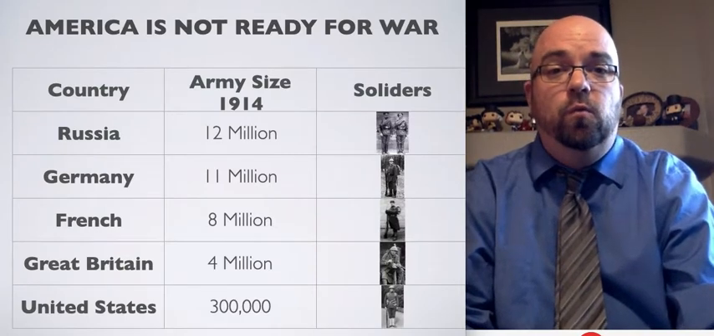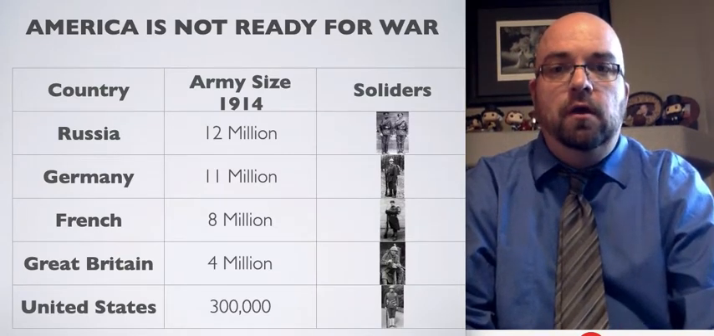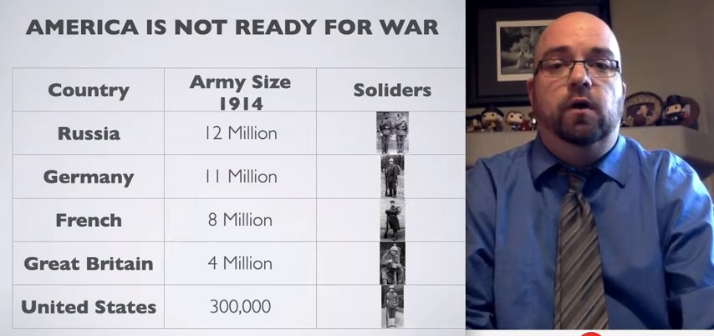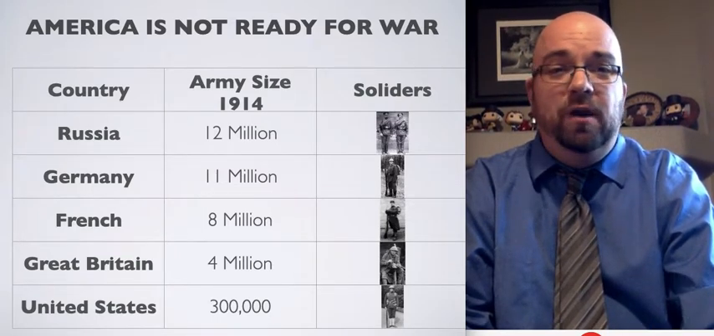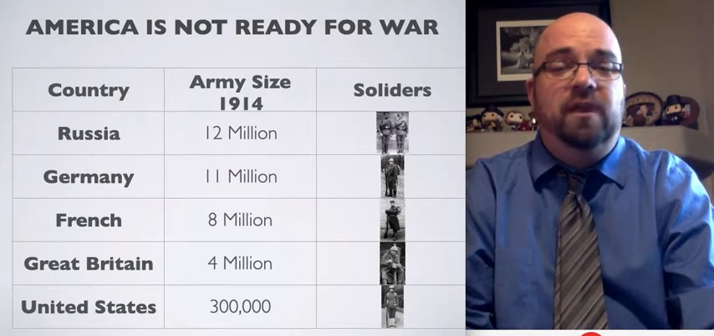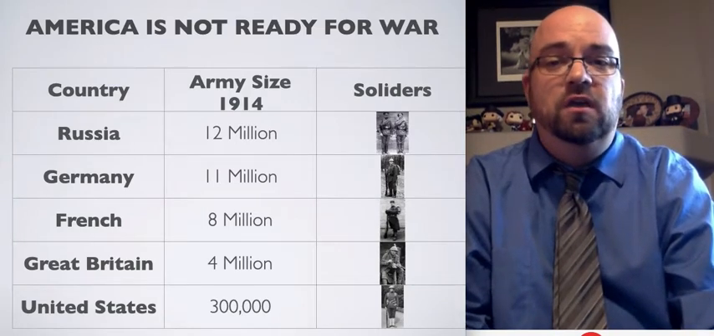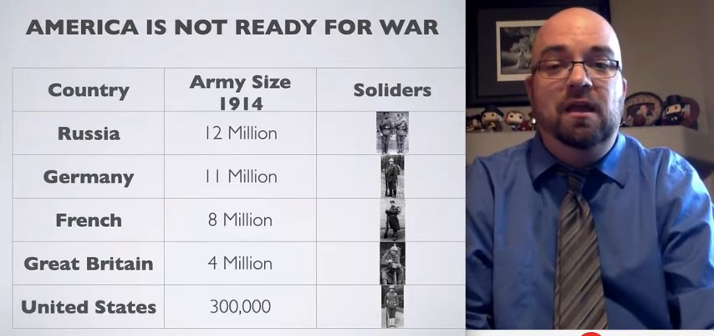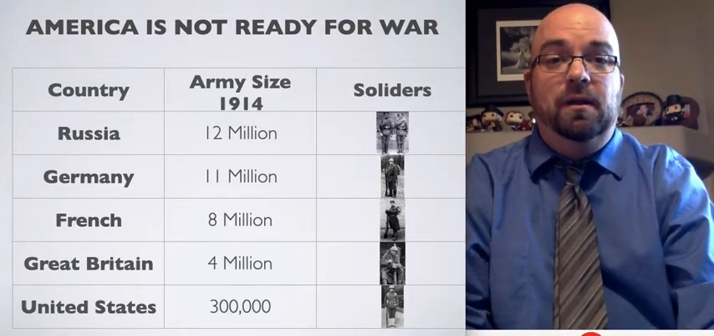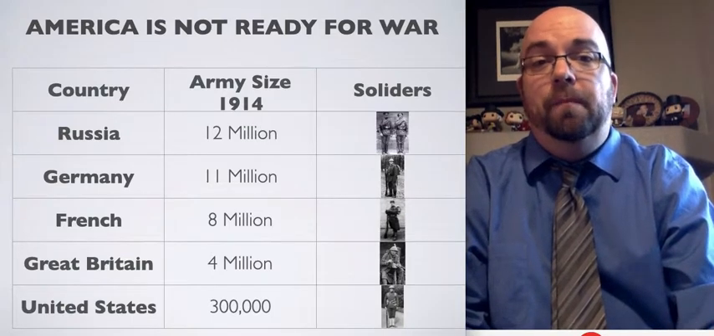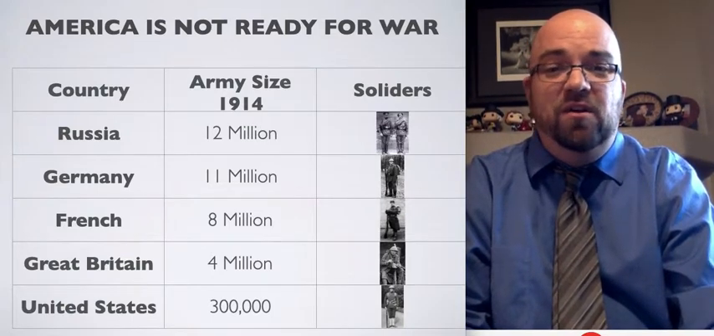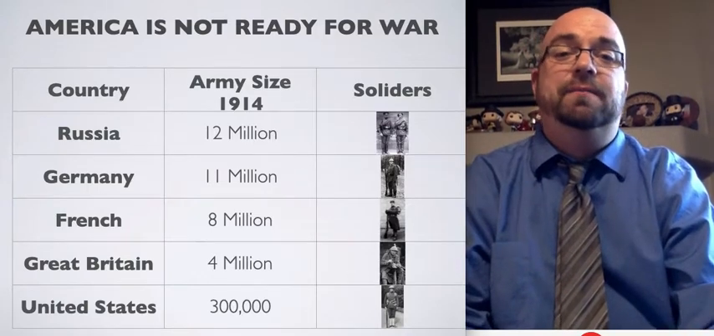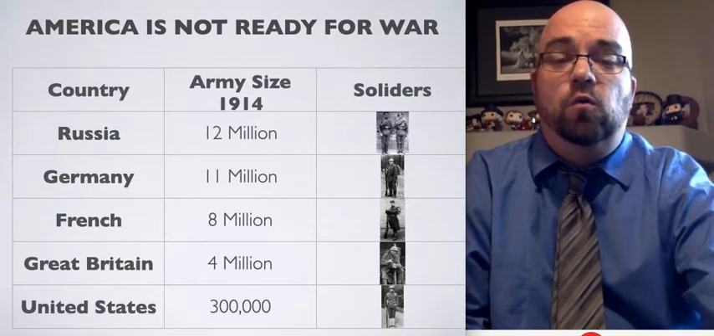Are we ready for a war? Not whatsoever. These are the sizes of the armies of the major nations involved in World War I. Russia, at the outbreak of war in 1914, had the largest army at 12 million soldiers. Germany had 11 million soldiers. The French had 8 million. Great Britain had 4 million. Remember, that's all that militarism, all that buildup of military forces in Europe. America, not really. 300,000 soldiers were basically full-time soldiers in our entire army. So we were not ready for a conflict whatsoever.